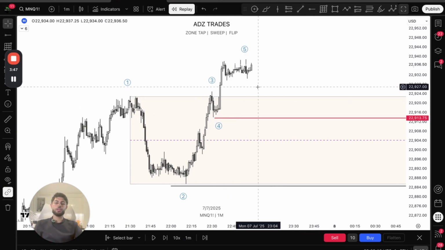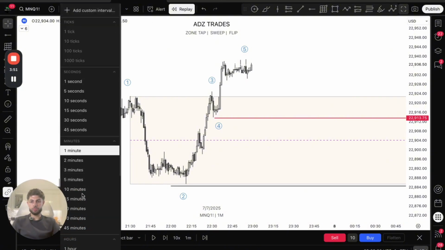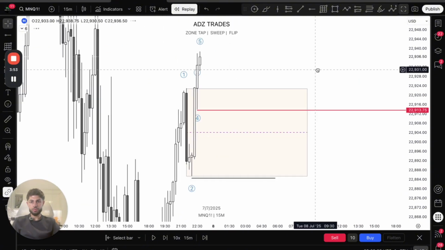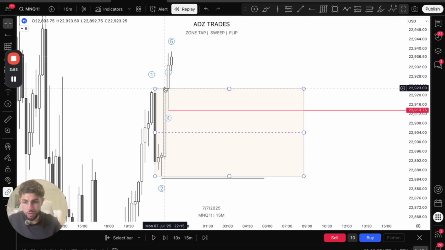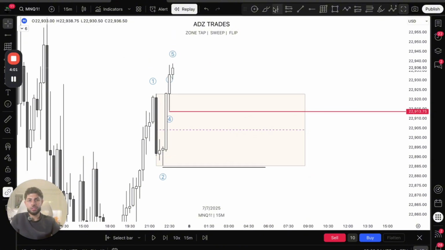Now, this is important. So if we go back to the higher time frame, which is the 15-minute, you can see here slightly as well. We left the zone, right? We closed above this. We put a small tap in, and then we continued higher. This zone is still what?